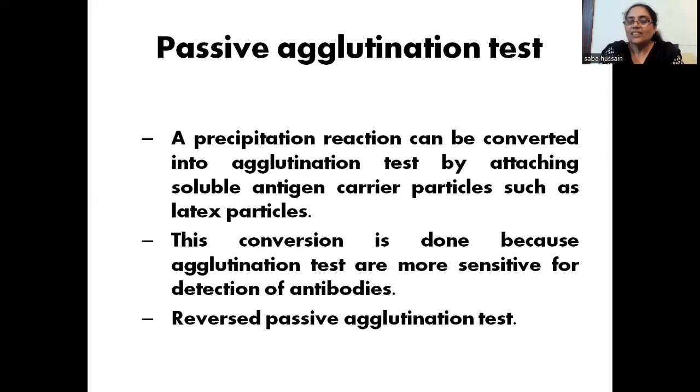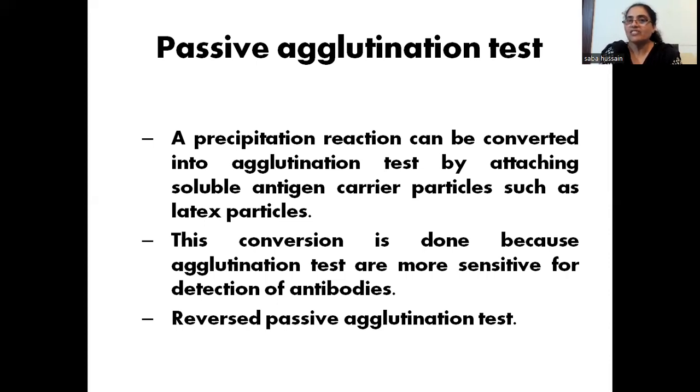Then coming to another type of agglutination test, that is the passive agglutination test. Why is it called passive? Because in this we are not having a particulate antigen, but we are turning the antigen into particulate. The antigen is soluble, but we are making it particulate. That is why this is called passive agglutination test.